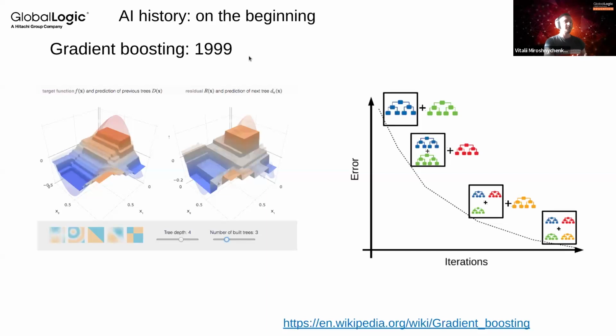So this was the first very powerful AI algorithm based on decision trees, and it's used even now for some simple problems, or not even simple ones, it is used.